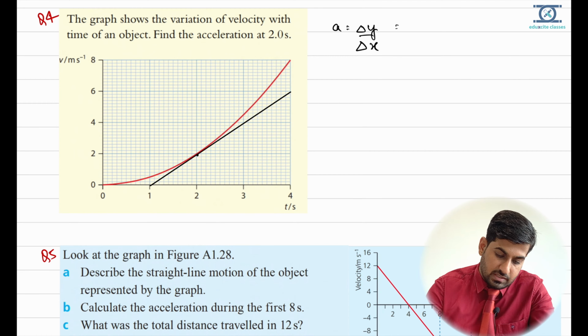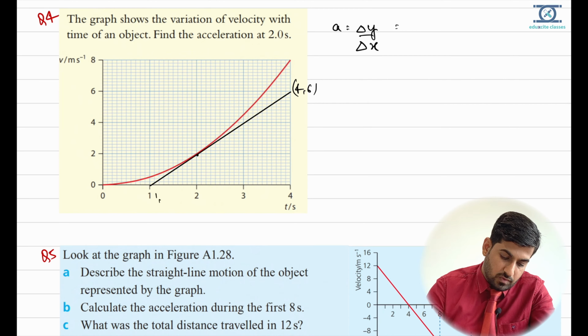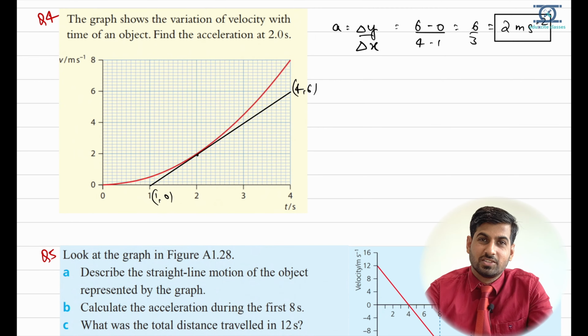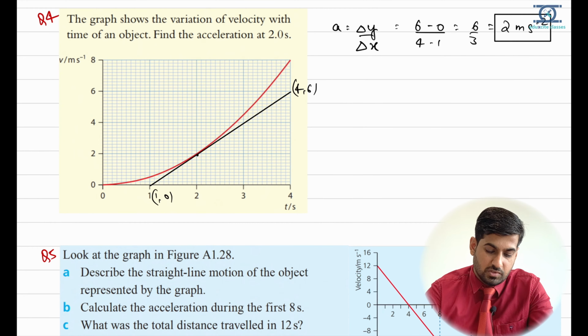So change in y is, this is 4, 6 and this is 1, 0. So change in y is 6 minus 0 over 4 minus 1, which is 6 by 3, which is 2 meter per second square. I hope it is quite clear. So make sure you remember this method. This is the easiest and the fastest way to measure the acceleration at a given instant of time. That is sometimes also known as instantaneous acceleration.